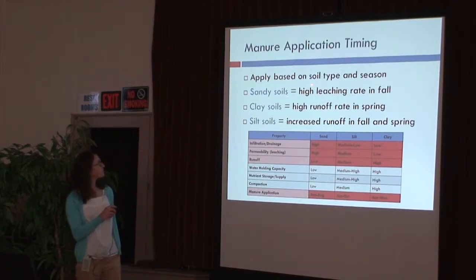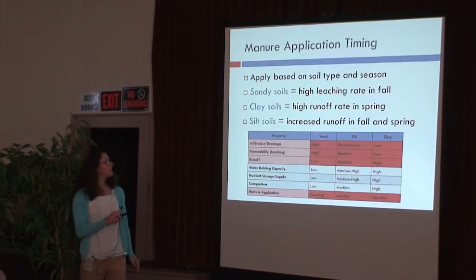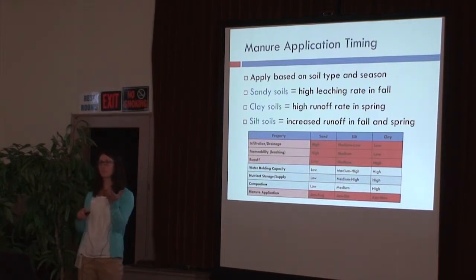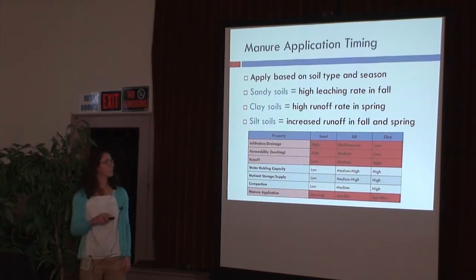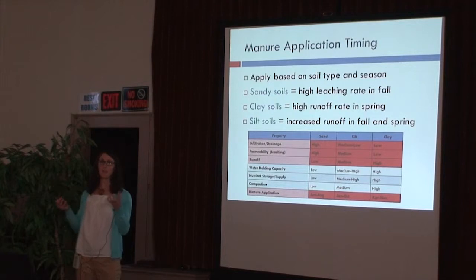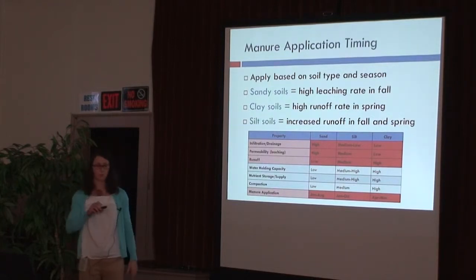So with sandy soils, as I mentioned, what we're most worried about, our biggest high risk time, is that we have a high leaching rate potential in the fall. After we start getting a lot of rain, September, October, whatever's left on that field is probably going to go right through. Our clay-based soils, we're most concerned about runoff rate in the spring. When those things saturate, your water holding capacity is maxed out, and you're probably saturated in a lot of other things, and that's what we're worried about. You put manure on there and you get a little bit of rain and it can just shoot right off.